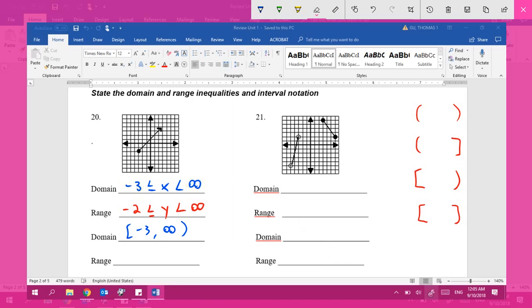So now let's do the range. Looking at the two signs, the same thing: less than or equal to, so that's a bracket, and then less than, so that's a parentheses. And now we're going to copy the two numbers, -2 and infinity.